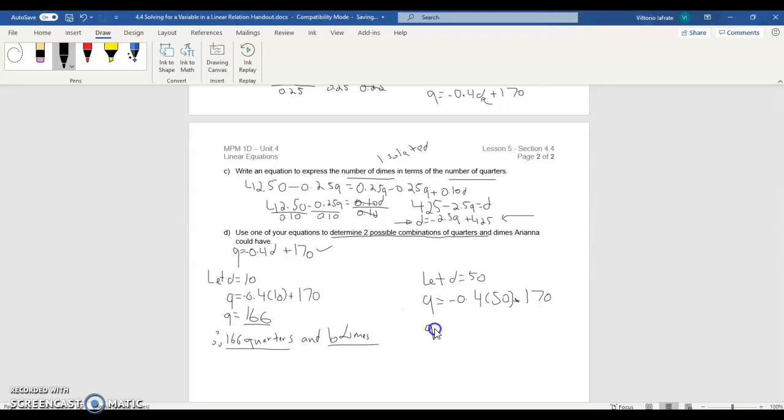So that's going to be Q is equal to, you do your minus 0.4 times 50 plus 170. I get 150. Therefore, I have 150 quarters and 50 dimes.